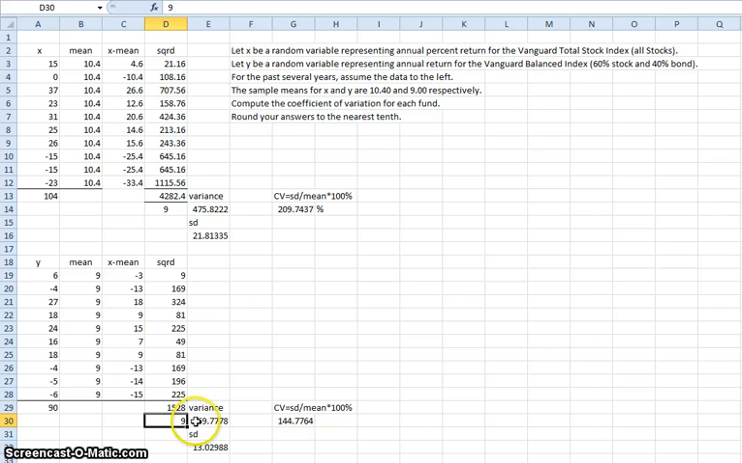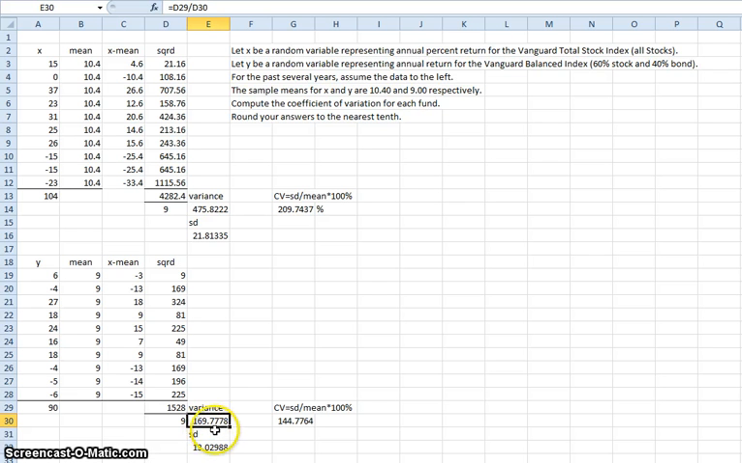And then to calculate the variance, I have the formula D29, which is that summation right here, D29, and divided it by, using a slash, D30, which is that number 9, which is just n minus 1. And that gave me my variance.